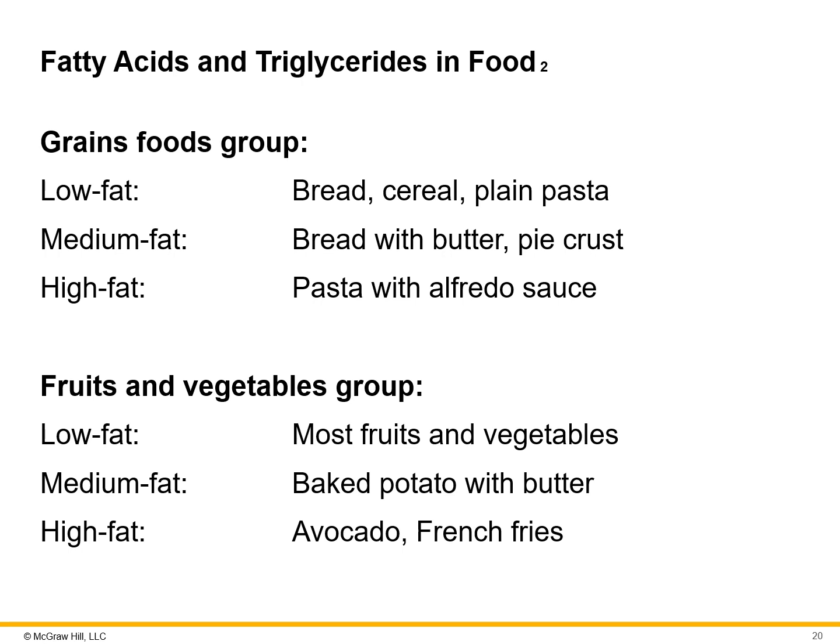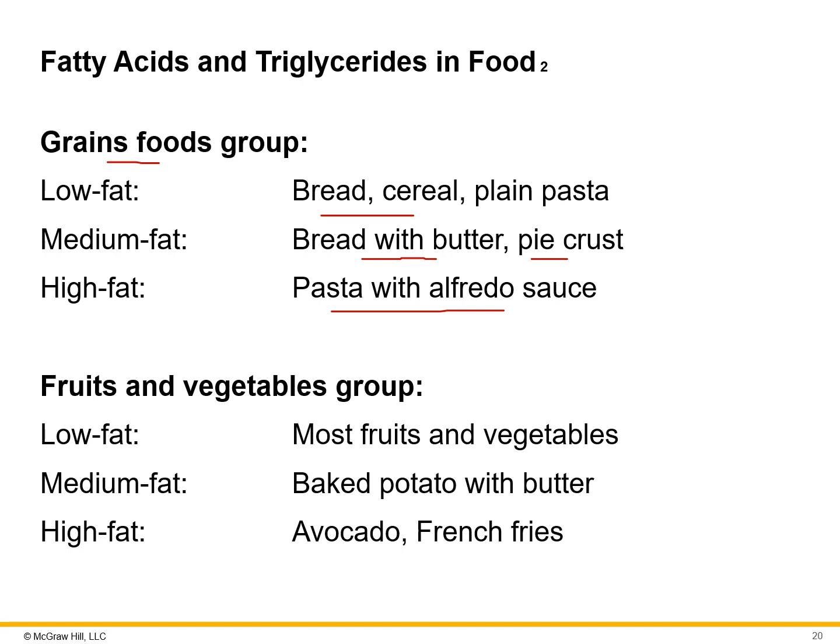All right, some other places we find them in the grains. So again, thinking about our pastas and our breads, those kinds of things. So again, low fat breads, cereals, just plain pasta. Medium would be adding some butter to that bread or pie crust that has the shortening or the butter already in it. And then high fat would be that same pasta, which is low fat by itself, but then we add in the Alfredo that has the extra butter and a lot of butter in that sauce.